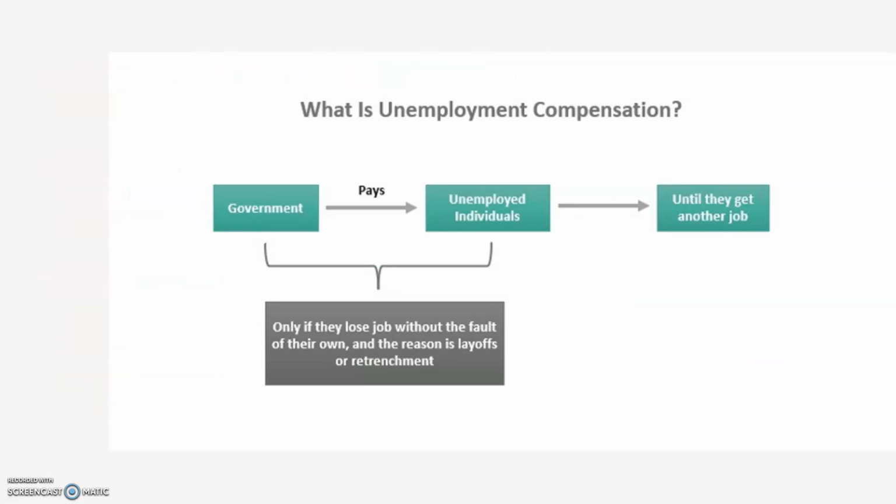Unemployment compensation. The government pays unemployed individuals until they get another job, but only if they lose the job through no fault of their own, and the reason is layoffs or replacement.